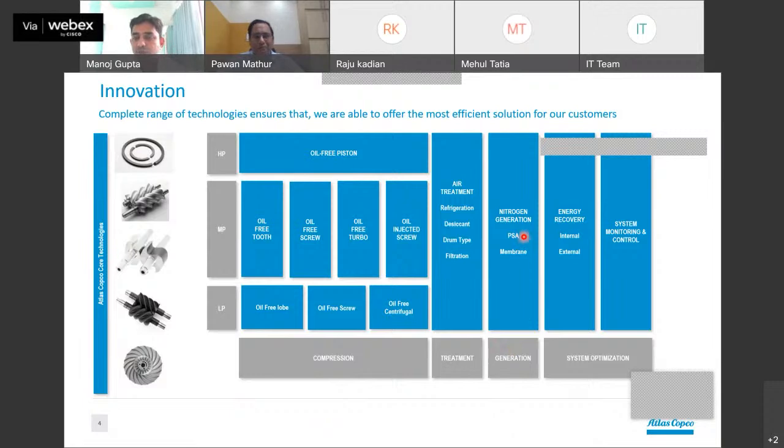And for generation, we have on-site nitrogen generation, we have oxygen generation also. And then energy recovery, we have energy recovery options available in all types of compressors. And like system monitoring and control, we can optimize the system where multiple compressors are there. So we can optimize the best solution which can be delivered.